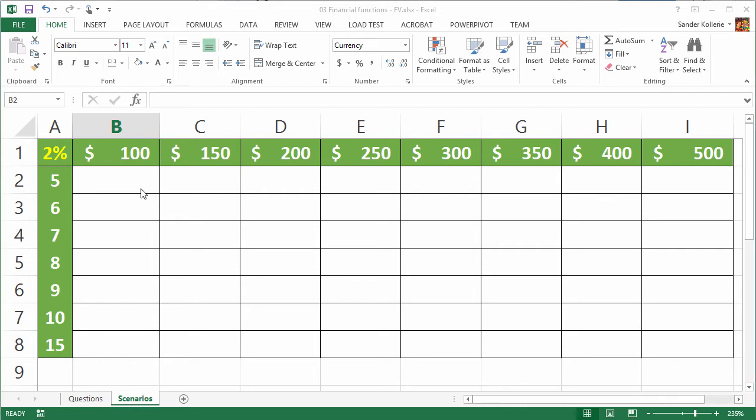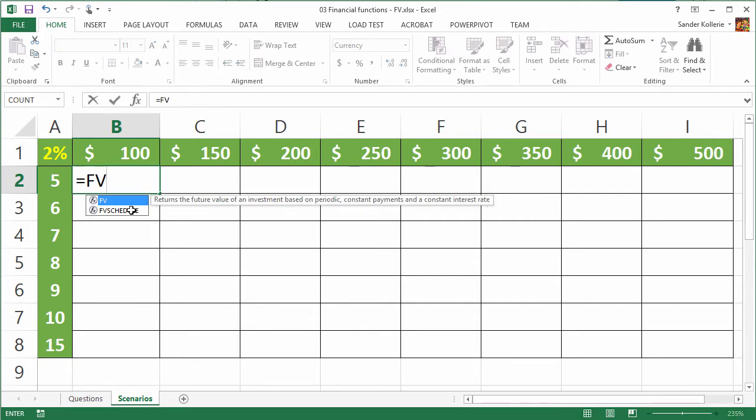Now we want to get a sort of an overview of what we can do with our money. So I want to see the difference in what happens if I do $100 or $150 per month over a couple of years. And it's all the way up to $500. Is there a lot of difference? And then there's the interest rate, and I just put it there to easily change it. And how are we going to do this? So we use the future value function.